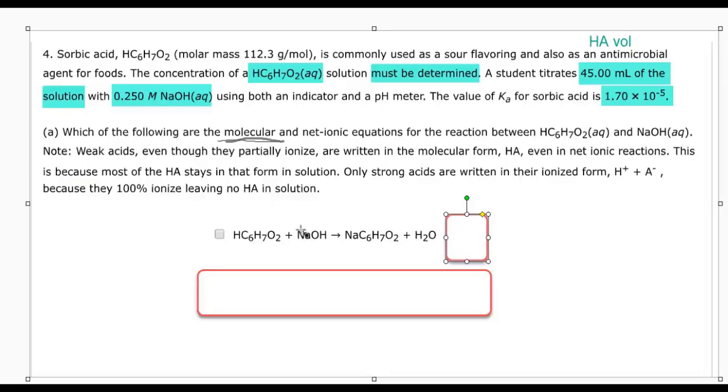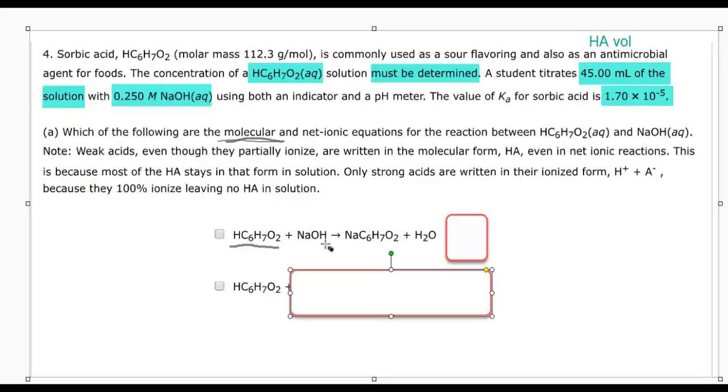Now the tricky part, and this is what they usually ask for, is the net ionic equation. Now, as I said, this is a weak acid. As a weak acid, it stays together mostly as C6H7O2, H sorbate. And I'll reveal the first part of our net ionic equation. Because it's a weak acid, we don't write it as being ionized, because it usually isn't. 99.5% of it might just be in this form, and very, very little turns into H+.